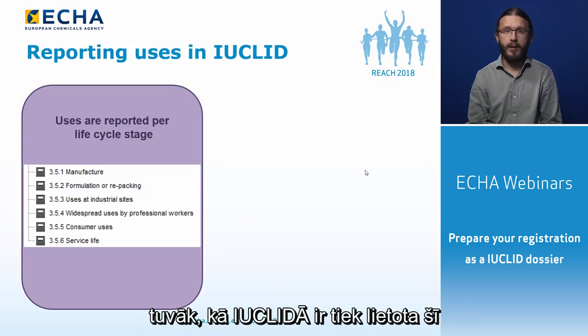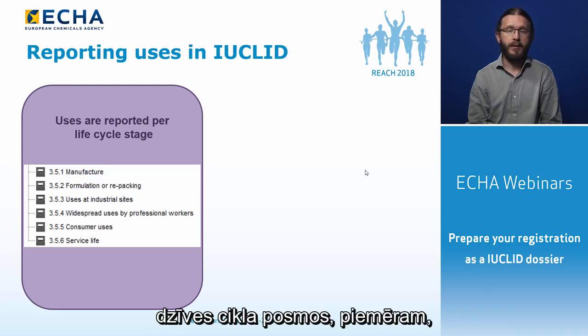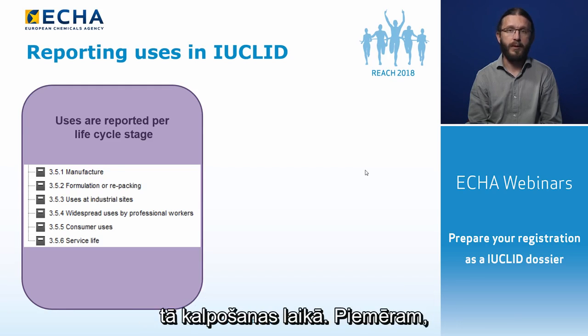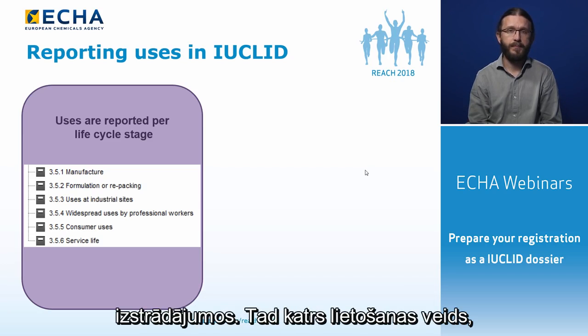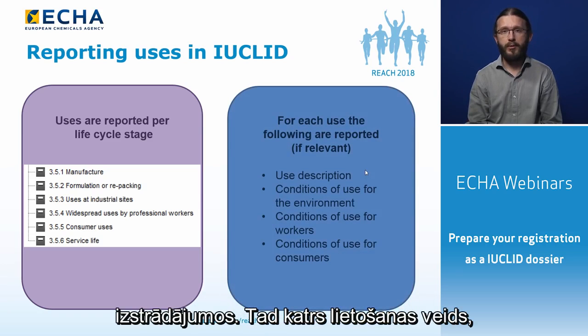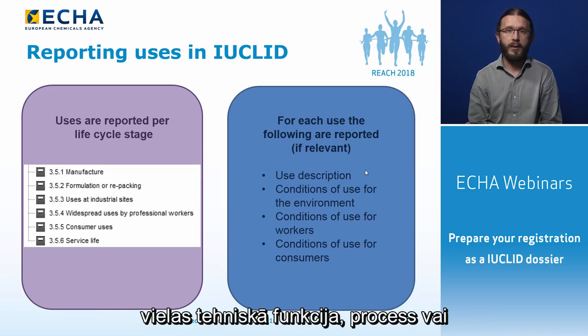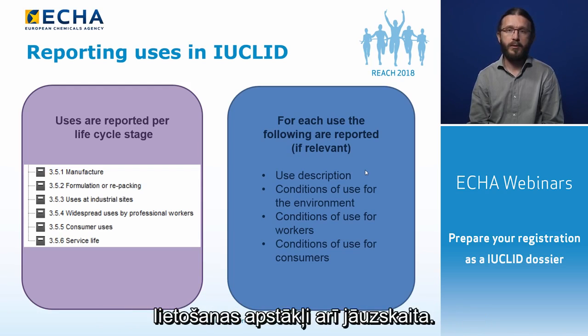Let's have a closer look as well at the use information in Euclid. First, the uses are organized by life cycle stages, such as the manufacture, the use by professional and consumers, and finally, the use of the substance during the service life. For example, when it is used in articles. Then, each use is defined using descriptors, such as the technical function of the substance, the process or product categories. If needed, the conditions of use are also reported.